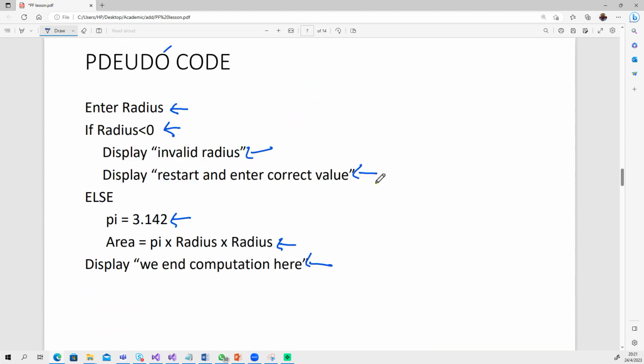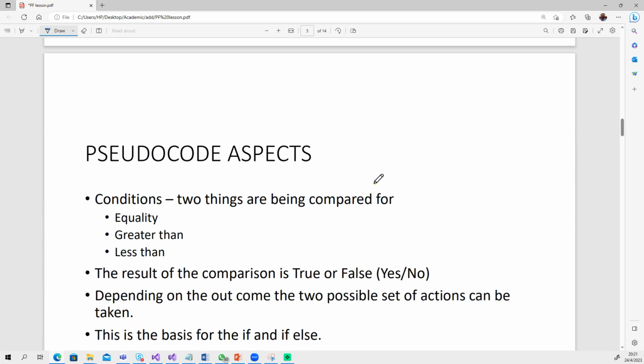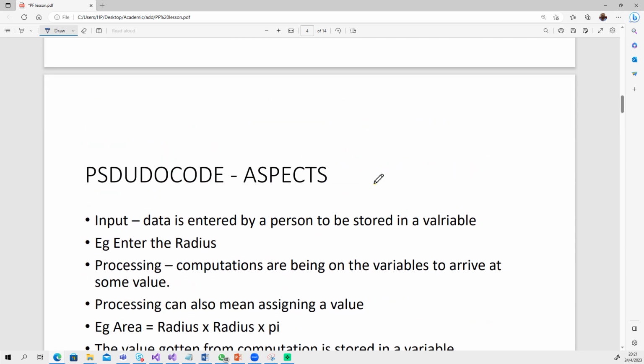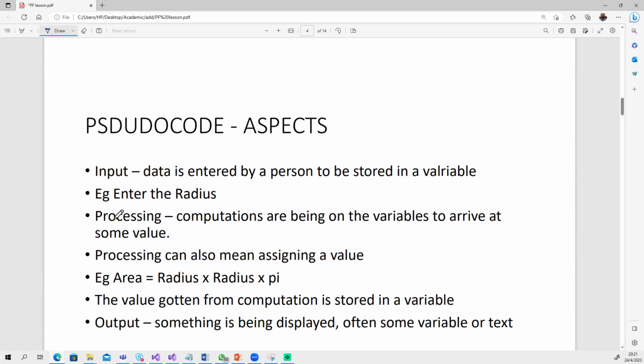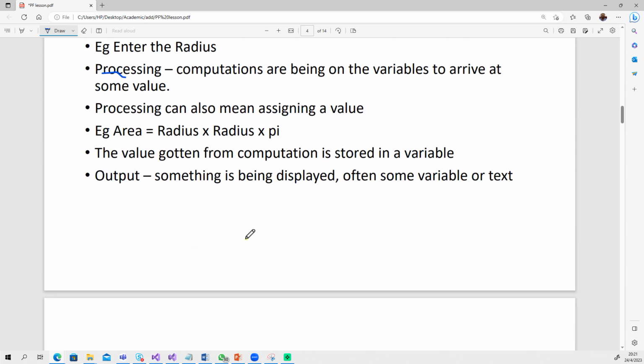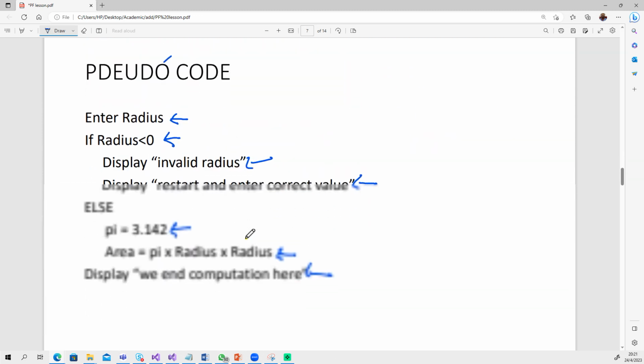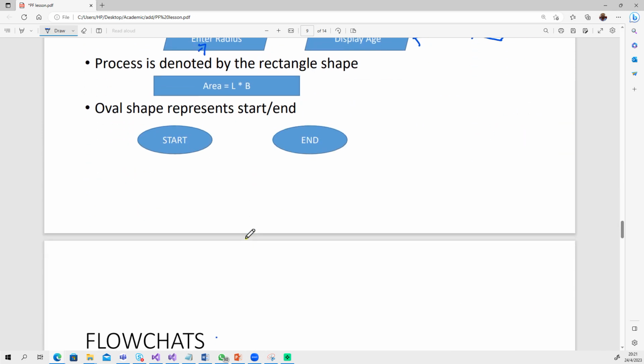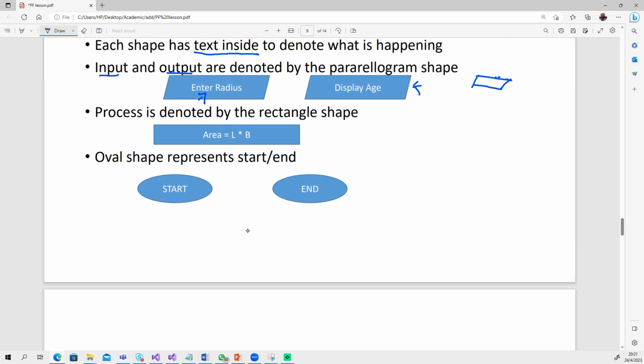We also learned that one of the aspects of pseudocode is that you find some form of processing, like processing here, where some value is being computed. In flowcharts, how do we represent processing? We represent processing by means of a rectangle, okay? And that's what you can see here. Now, if you remember very well, processing involves something like a value being computed. So in this case, what are we doing? We're finding the area by multiplying A by B.